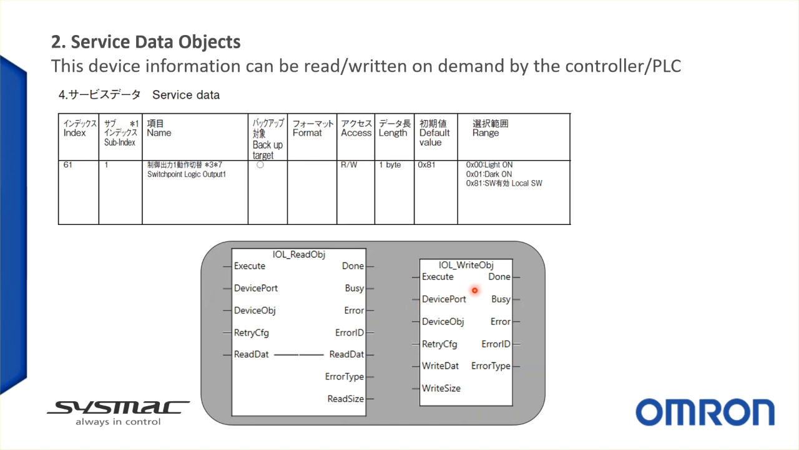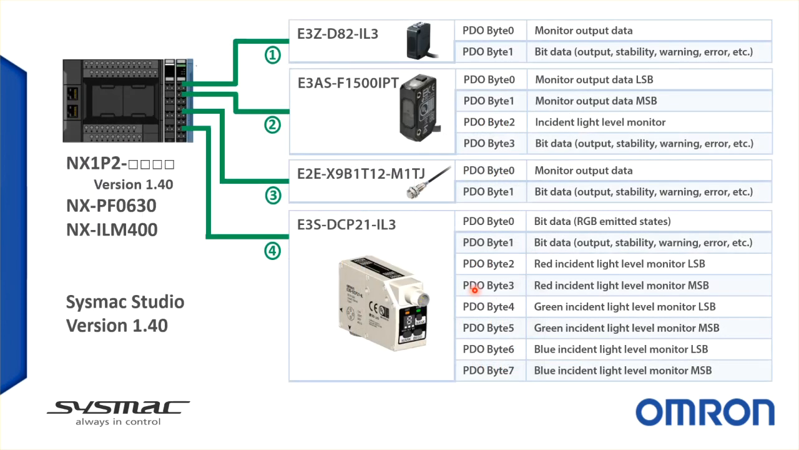All IO-Link sensors follow the same basic principle regardless of manufacturer, and different sensors will use different amounts of process data. So the E3Z uses 2 bytes, the E3AS 4 bytes, the E2E Next 2 bytes, and the E3S color mark sensor 8 bytes of data.